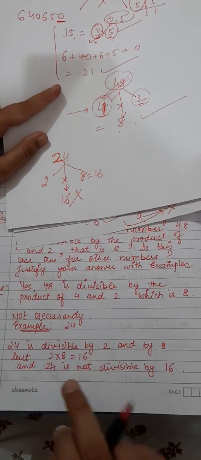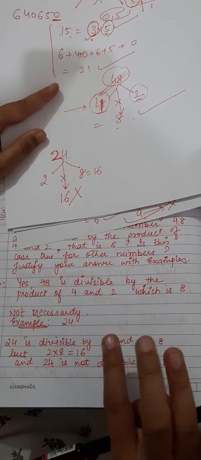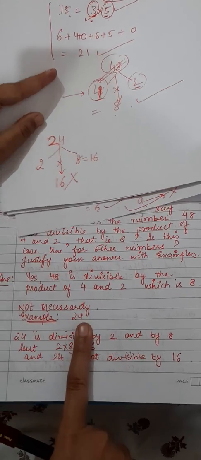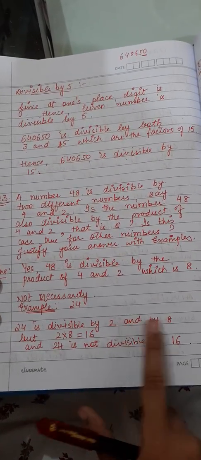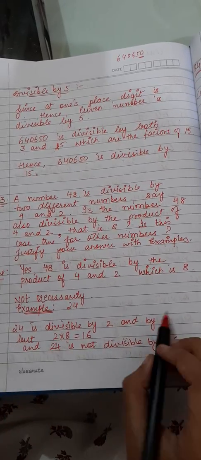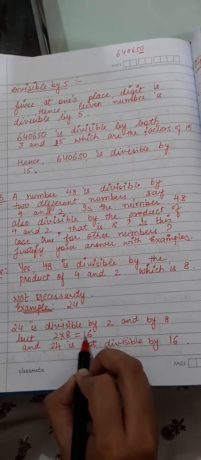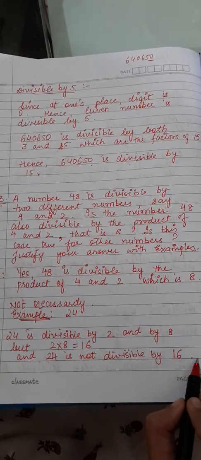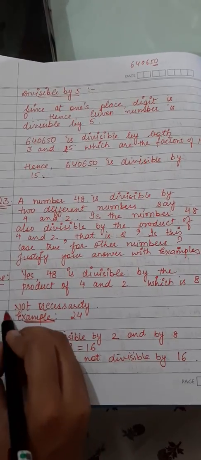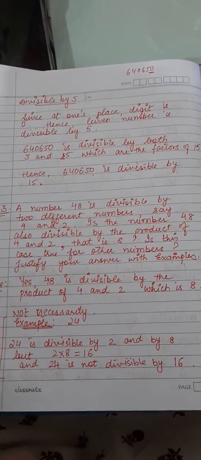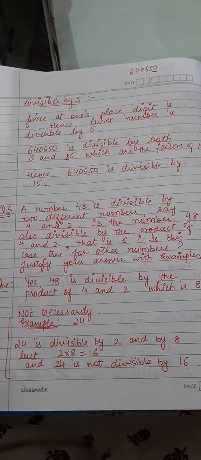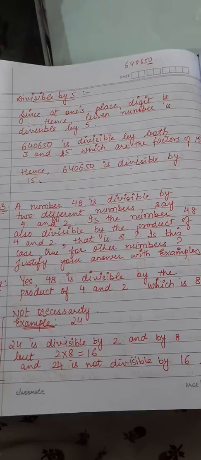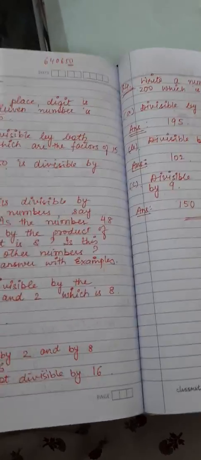We have just given an example for saying no. The example is 24. 24 is divisible by 2 and by 8, but the product of 2 and 8 is 16, and 24 is not divisible by 16. Okay, this is the example which we have given by ourselves just to prove that this is no. So this was your question number 3. Now let's move to question number 1.